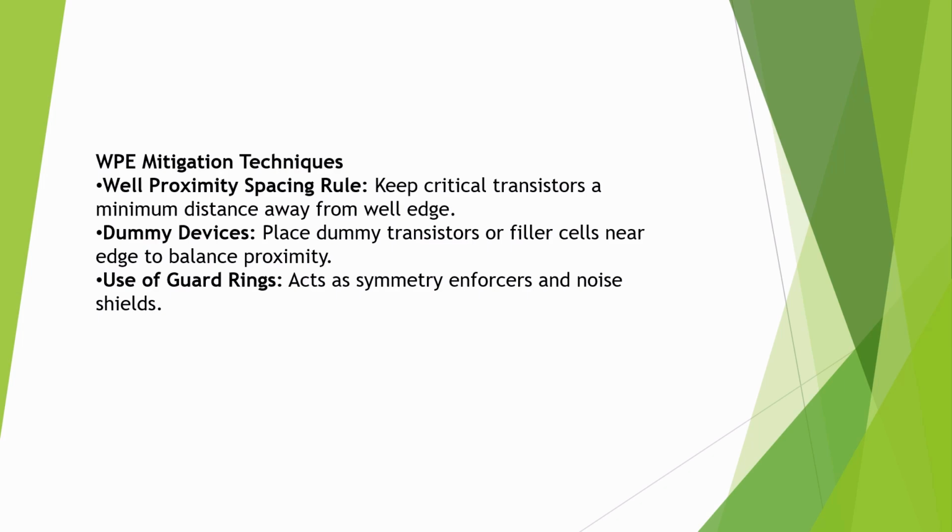Some techniques are there to avoid the well proximity effect. First and most important, we should not keep any device near the well edge. We should keep some minimum distance. Second is the dummy device. In analog we place dummy devices to be surer that the well proximity effect does not impact the main core device. Dummy devices are also used for other purposes like density violation, but they are also used for the WP effect. Use of guarding also helps to avoid the well proximity effect.